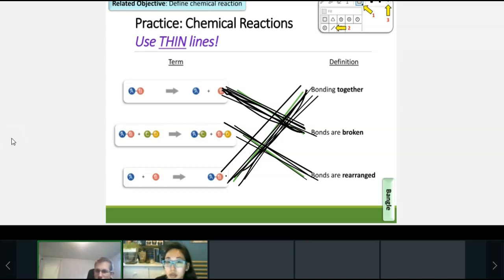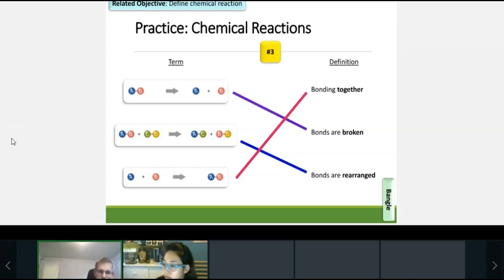All right, let's go ahead and pause that and just confirm that, yes, we were being accurate with our responses. So just reviewing number 3 for a bit while you guys fill this in on your notes. The reaction at the top is showing bonds being broken. So A and B being bonded together, for some reason, they are losing their bonds and becoming separate substances, all right?